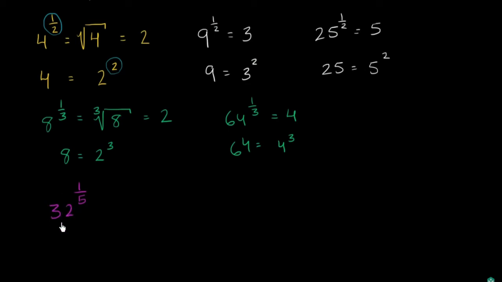So this says, give me the number that if I were to repeatedly multiply that number 5 times, what is that? I would get 32. Well, 32 is the same thing as 2 times 2 times 2 times 2 times 2. So 2 is that number that if I were to multiply it 5 times, then I'm going to get 32. So this right over here is 2. Or another way of saying this same statement about the world is that 32 is equal to 2 to the 5th power.